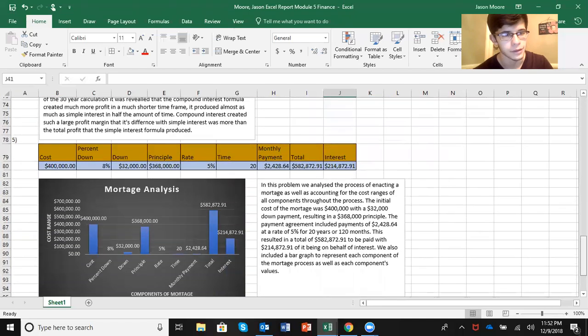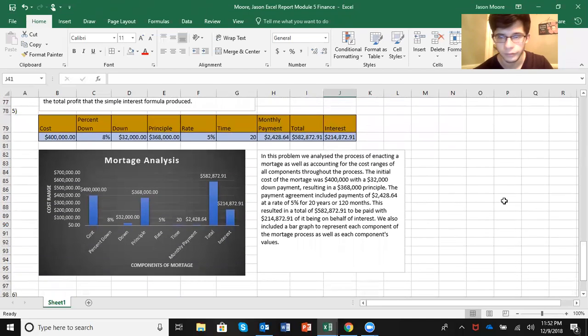Moving on to number 5. Okay, in number 5, we analyzed a mortgage problem. And with that, we began with a $400,000 mortgage with an 8% down payment, which equaled out to $32,000, which left us with a principal of $368,000. And with that, we came to monthly payments of $2,428.64 with an interest rate of 5% over 20 years, or 120 months.